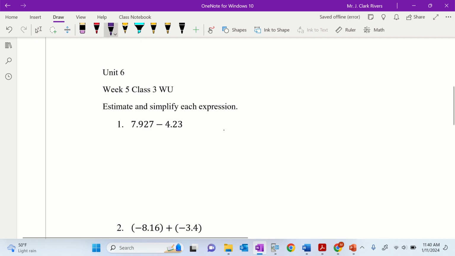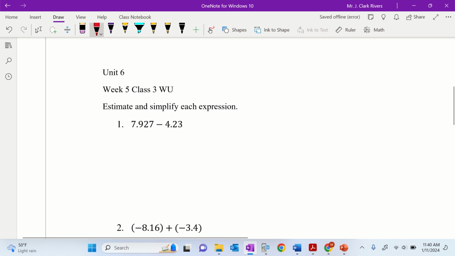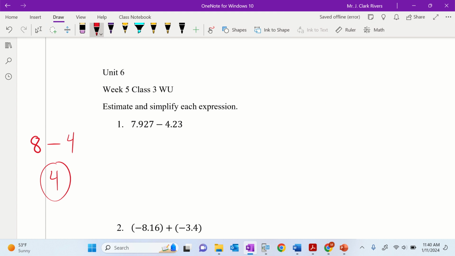Number one, let's think of an estimate for 7.927. That would be 8 minus an estimate for 4.23, which would be 4. Oh, excuse me, 4. 8 minus 4 is 4. All right, so we're going to be around 4 when we work this problem out, so let's do that now.